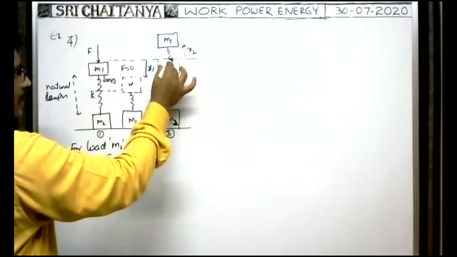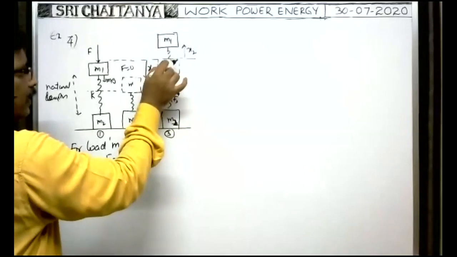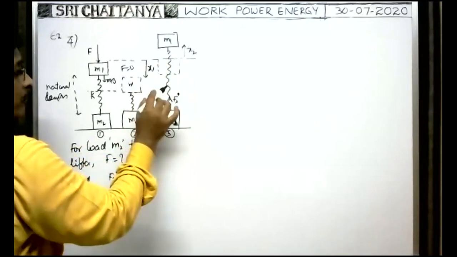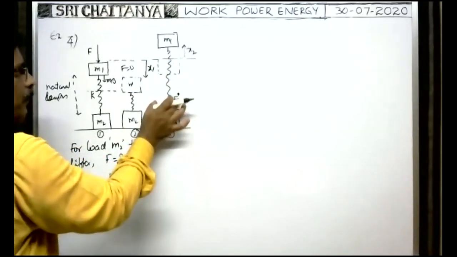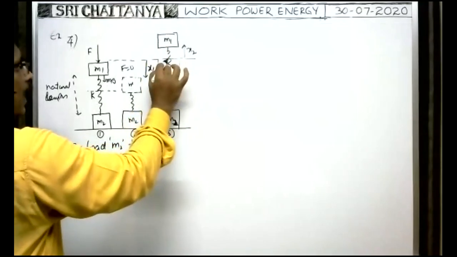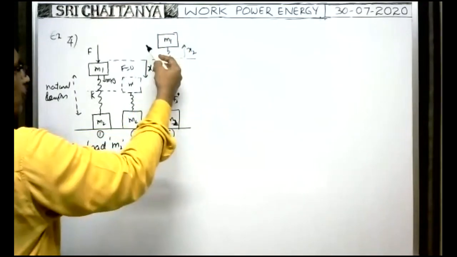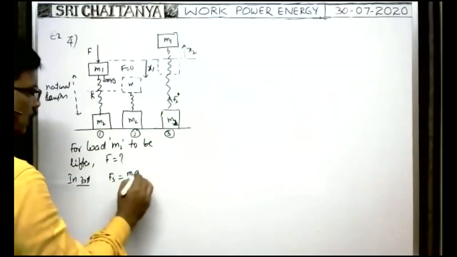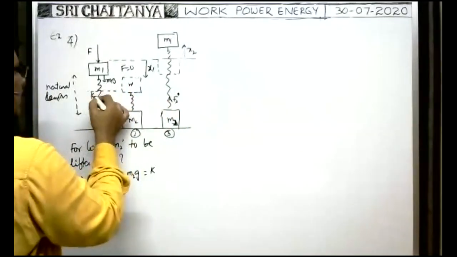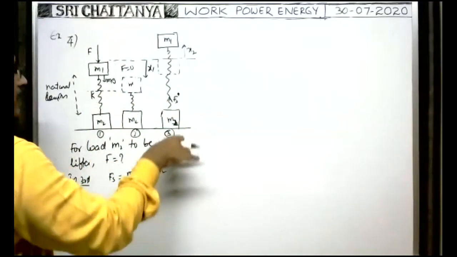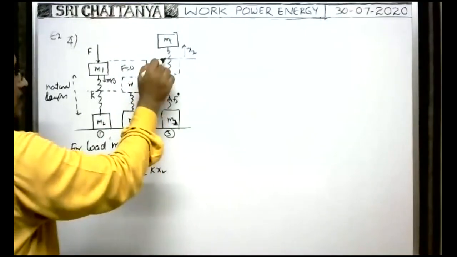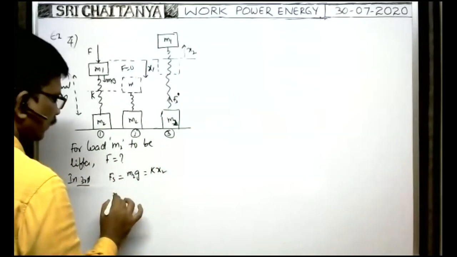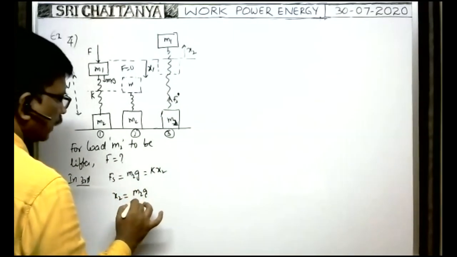Here, the first block is in the unstretched condition. Whenever the block rises above the initial position, only then does extension take place in the spring, and that spring force is developed and pulls the block upwards. Suppose the block rises x2 distance above the original position, then the spring is extended by x2, so the spring force is k times x2, where k is the spring constant. The block must be raised above the original level by a distance x2 to lift the block m2 upwards. That's why x2 is equal to m2 g by k.